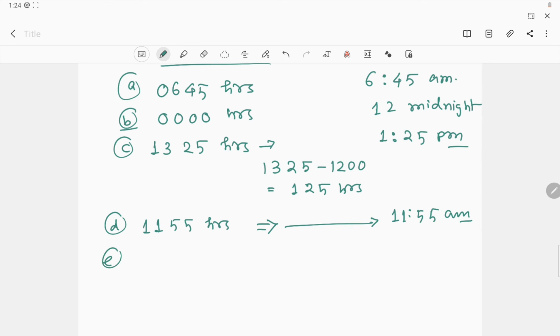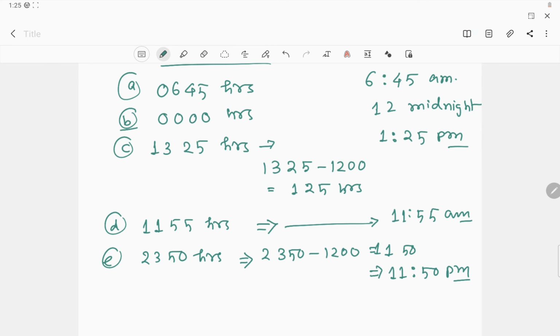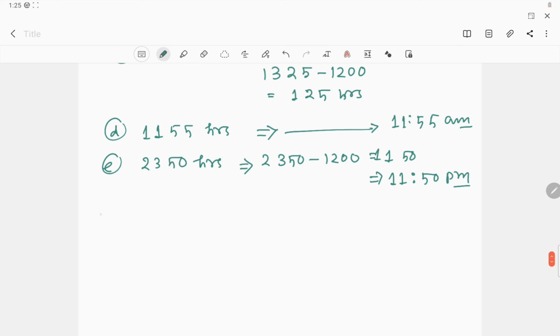E number, 2350 hours, which is greater than 12. So 2350 minus 1200, so you will get 1150, which means 11:50 PM. Okay, and now what about F, 0945 hours? It's simply 9:45 AM. And this is a very easy example.